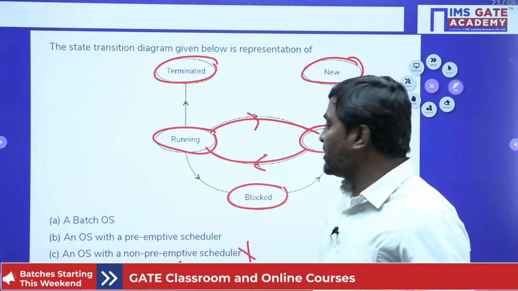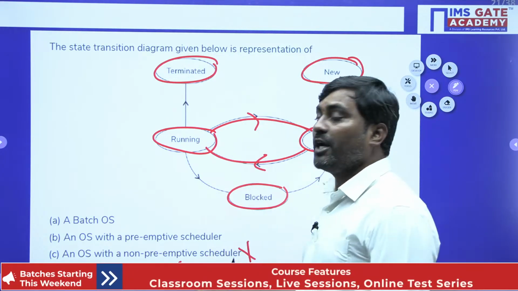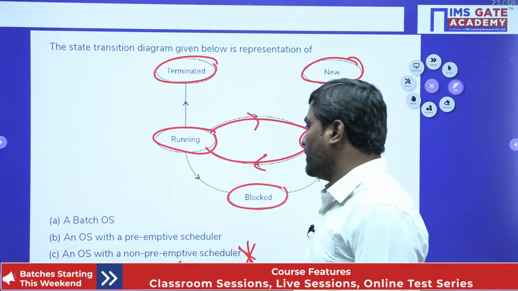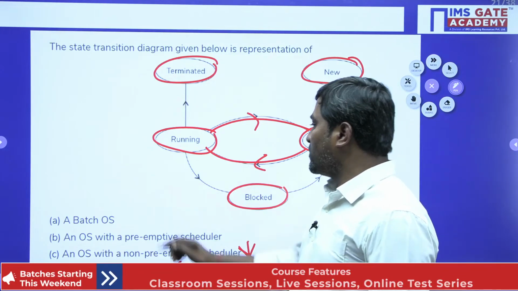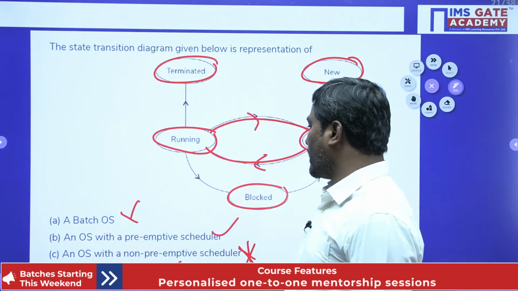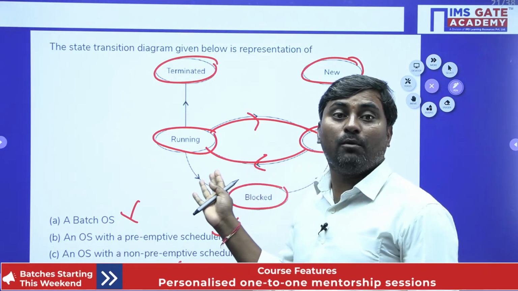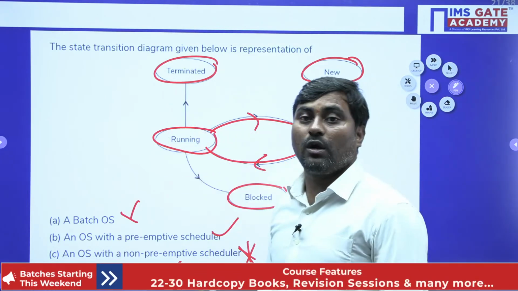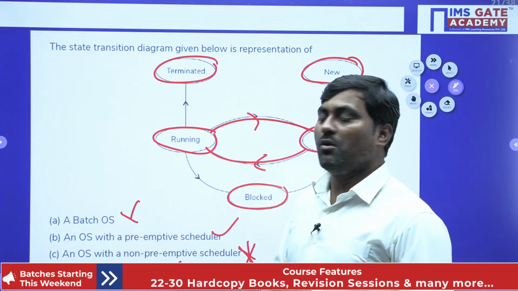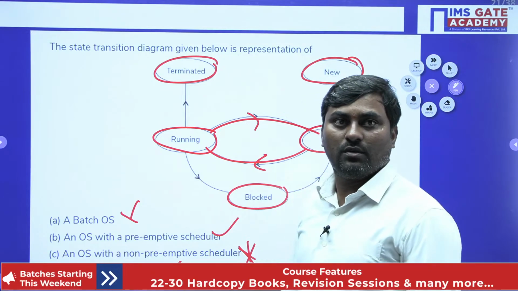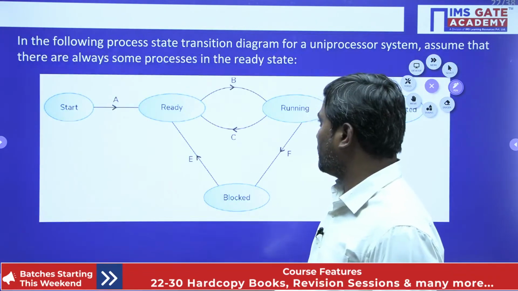The presence of a transition from running to ready indicates preemptive, so it is not non-preemptive. So we can eliminate option B also. It is not a batch OS, so obviously we can use a preemptive scheduler only, right? So it is a multi-programmed, preemptive based operating system. From the presence of the ready queue and this transition, we can tell these things. Clear? Chalo, we'll see another question.